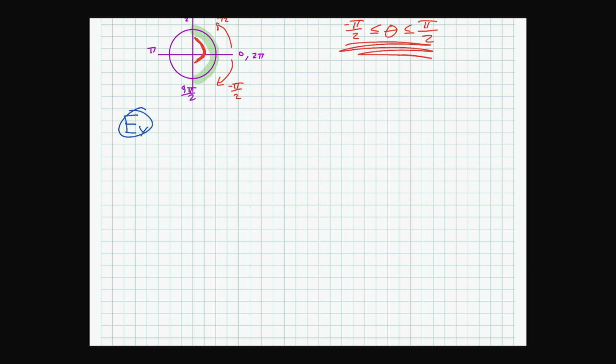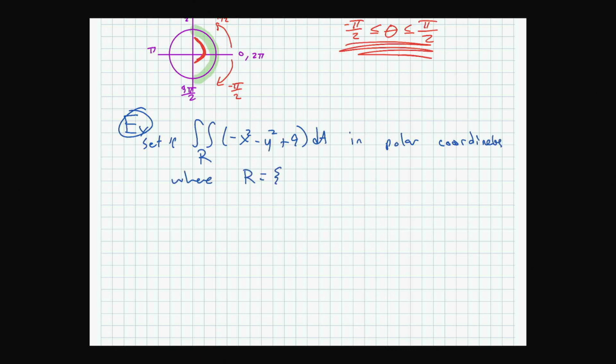Example. Oh, set up but do not evaluate. We'll try to evaluate it, and if it's too hard, we won't do it. Okay, this is still a polar rectangular region, but it's a different type of question. So they say set up the double integral over R of negative x squared minus y squared plus 9 dA in polar coordinates, where R is xy. So they're giving it in xy, but we're going to have to write it in polar. 3 less than x squared plus y squared less than or equal to 7.